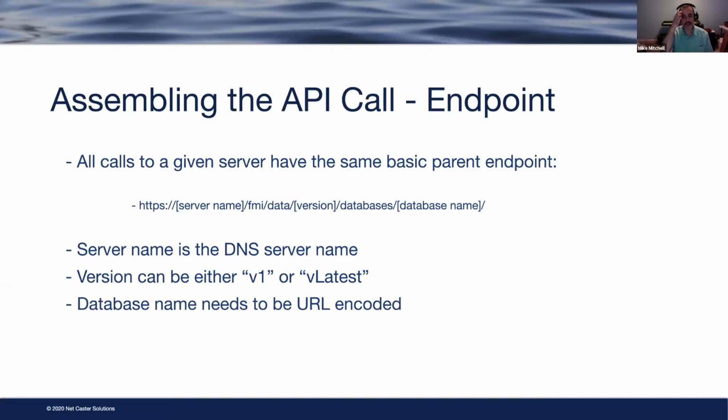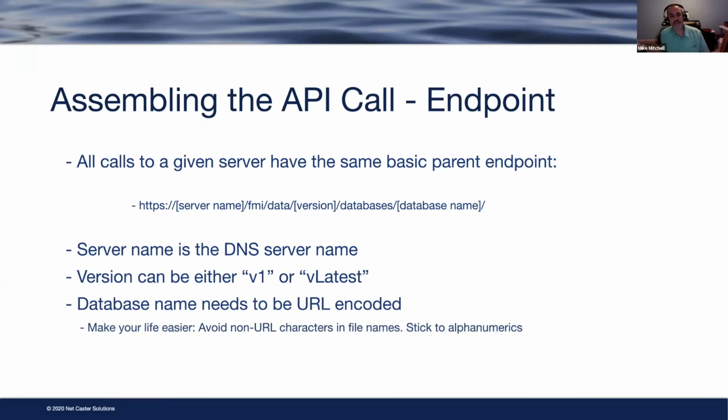The database name does need to be URL encoded. Now, make your life easier. Avoid non-URL characters in file names like spaces or pound signs or percent signs. Stick to alphanumerics in your database names and you will have a lot fewer headaches. Plus, when someone else wants to interact from the outside, maybe someone who is not a FileMaker developer, it won't look strange to him with all of that URL encoded stuff.